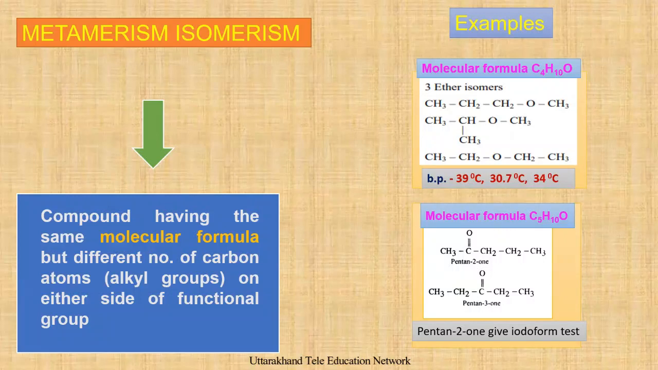And two isomers are possible with the molecular formula C5H10O, 2-pentanone and 3-pentanone. The boiling points of these two isomers are almost the same, but their chemical properties are different. 2-pentanone, being a methyl ketone, gives a positive iodoform test, but 3-pentanone does not.